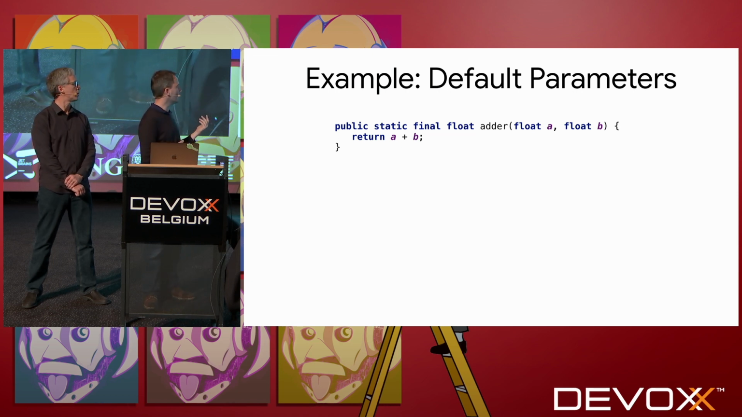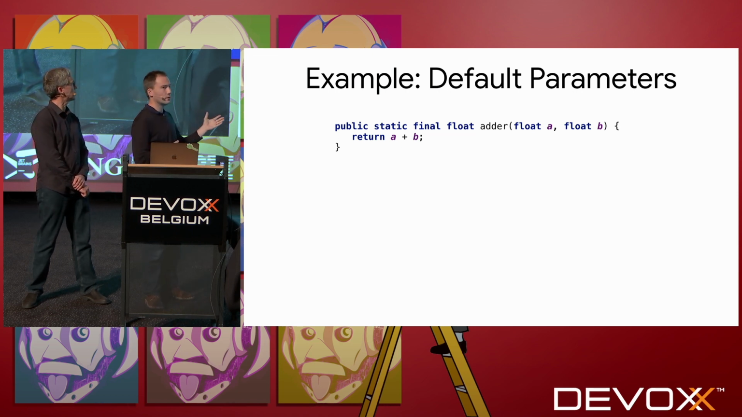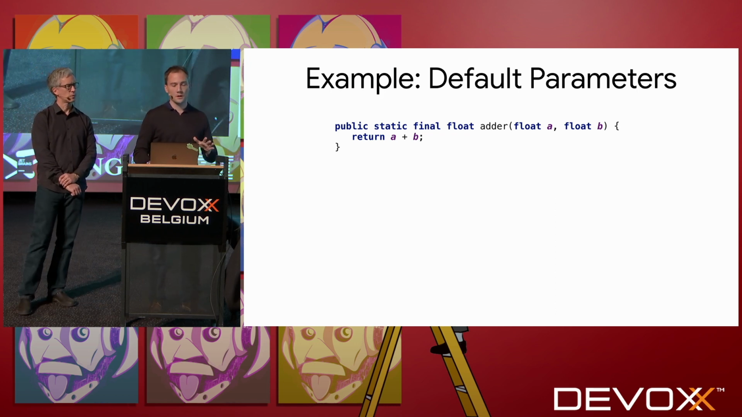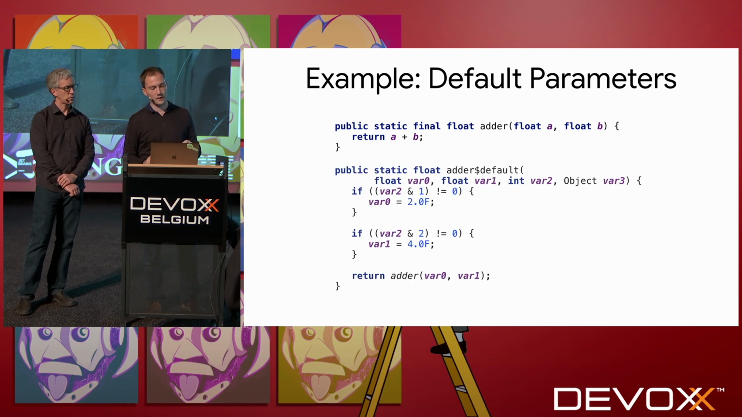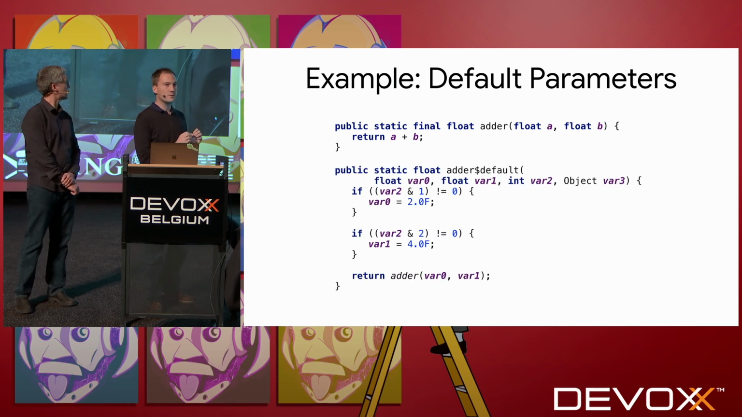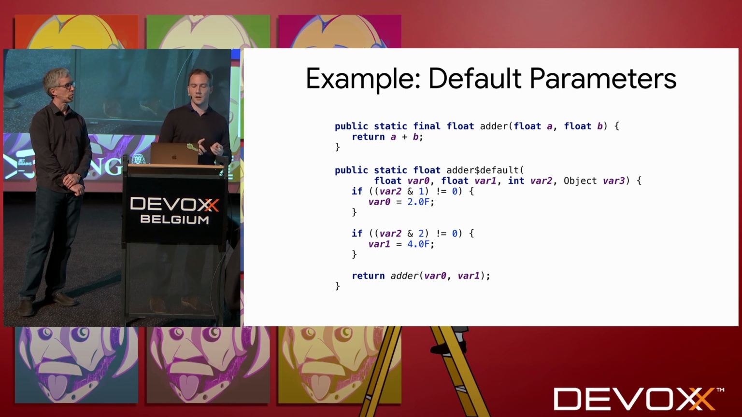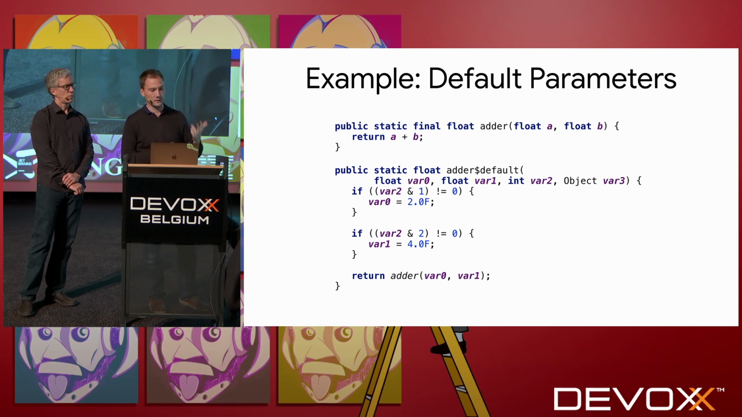So we're going to see a method called adder that looks exactly like the one we wrote, except we don't have the default values. So the way Kotlin handles the default values is this way. It creates another method called adder.default. It takes our two float parameters and adds two extra parameters. One is an integer and one is an object. I still don't know what the object is for. It's probably to make sure that the signature doesn't clash with anything else.